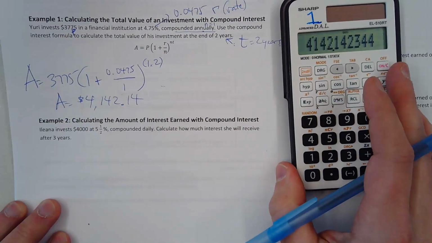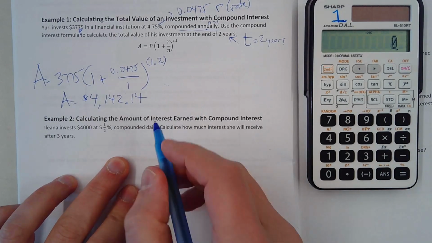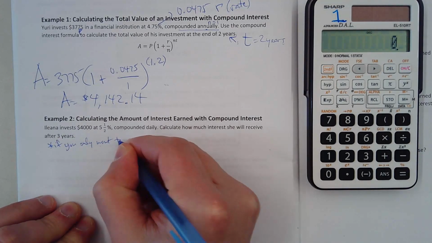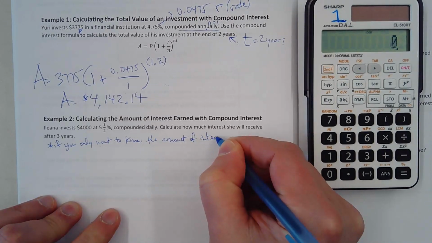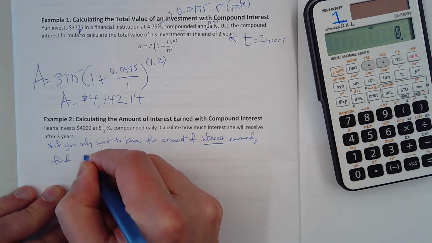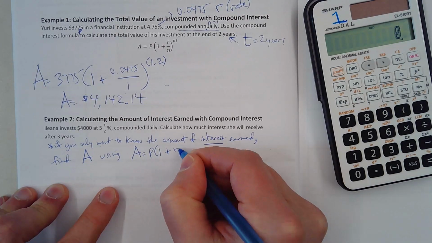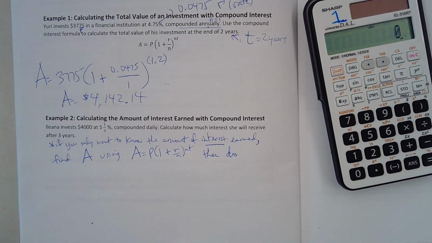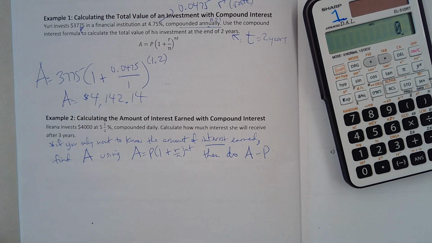And example 2. Calculating the amount of interest. Okay, so in this one, if you only want to know the amount of interest earned, find A using your formula. So same thing. You start the same way as we just did. But then once you get your final amount answer, to find out how much of it was interest, just subtract the starting amount. So then just do A minus P, and that'll give you your answer. Take your final amount, subtract your starting amount. So it's an extra step if you want to know how much was interest.